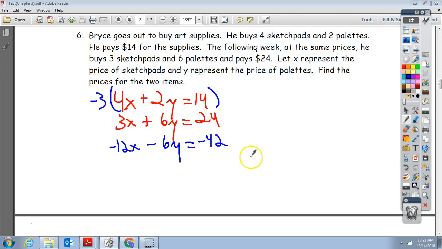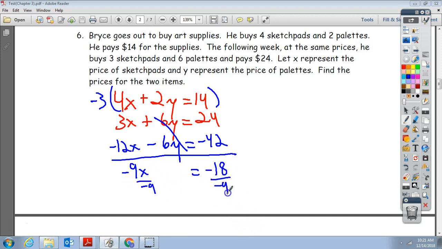That's the other mistake that a lot of people made. They forgot to multiply the number times everything in the equation. What you do to one side, you got to do to the other, so don't forget to do that. What is 3x and negative 12x? That's negative 9x. The 6y and negative 6y cancel. What's 24 and negative 42? Negative 18. Then all you had to do was divide by negative 9, and x is equal to 2.